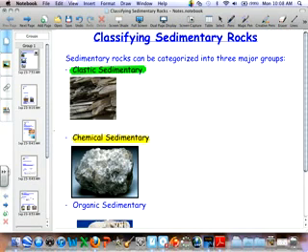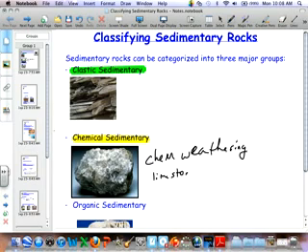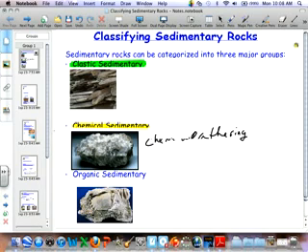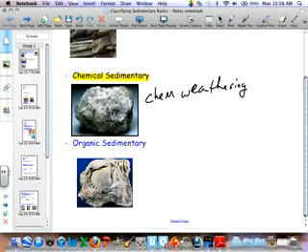Now your chemical sedimentary rocks basically are formed through a type of chemical weathering. So chemical weathering creates your chemical sedimentary rocks. An example of that would be limestone is an example of chemical. Actually, no, that is not true. I'm not going to go with that one. Limestone is actually an organic sedimentary rock.